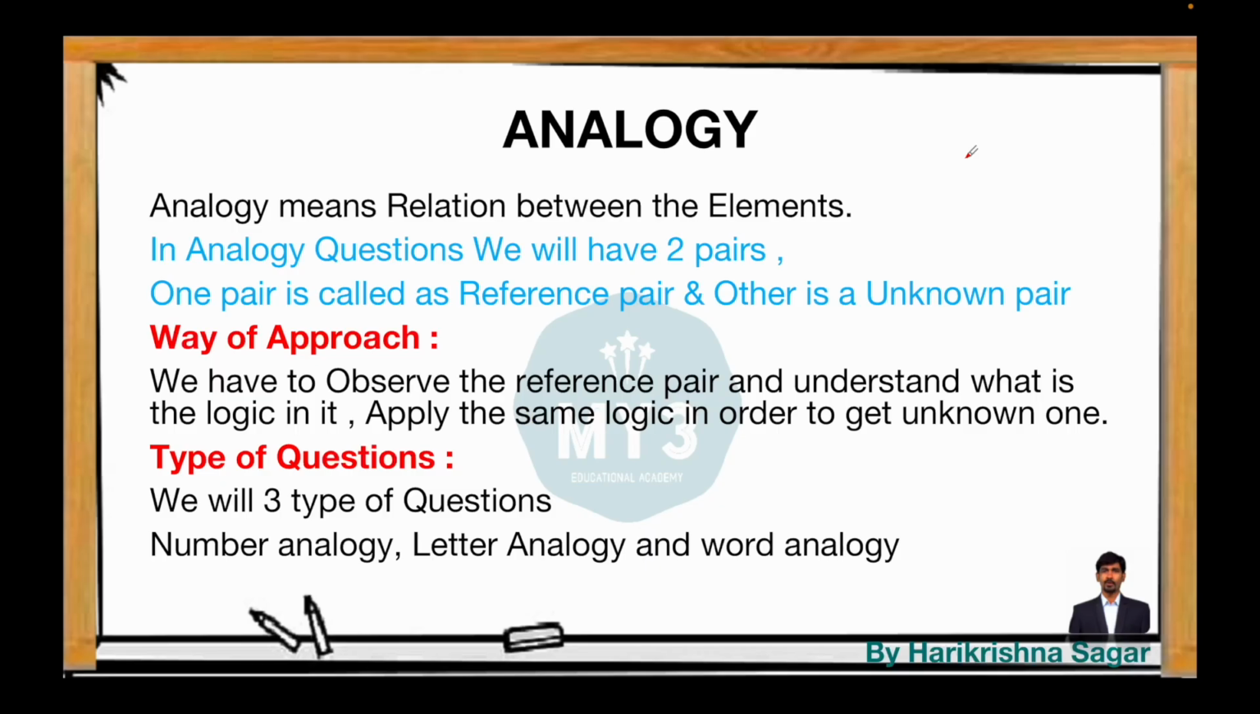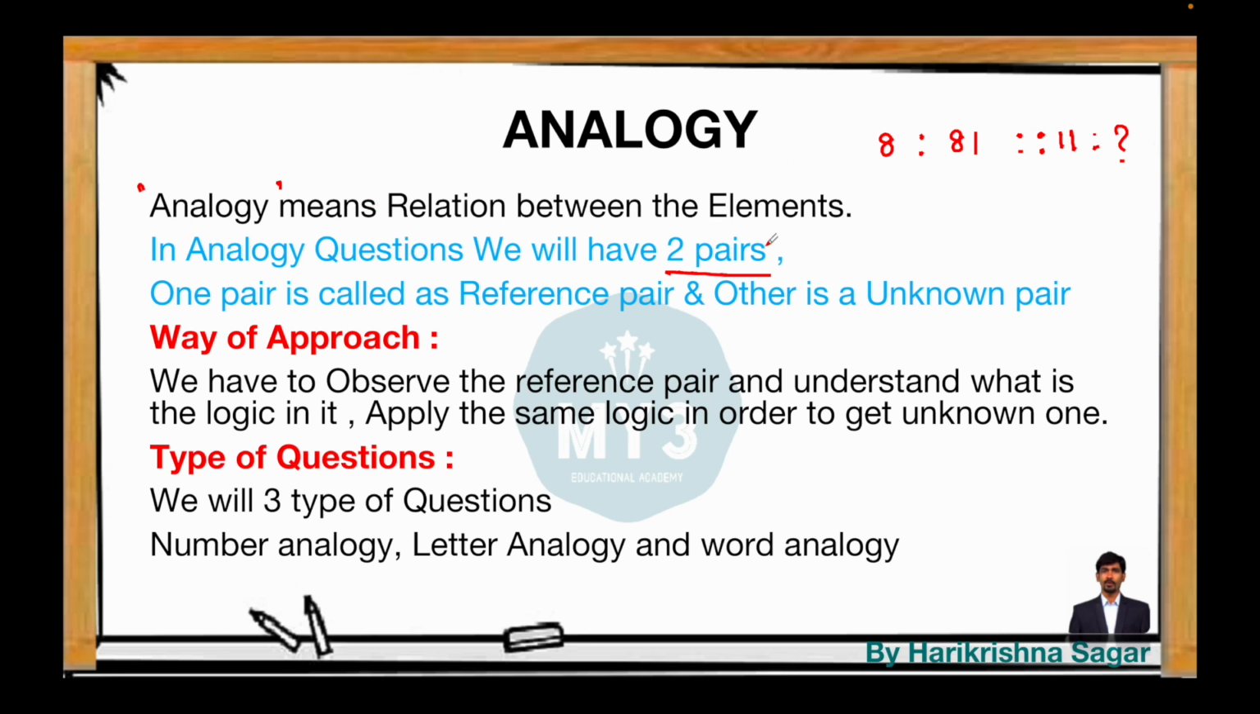Let's start with this. Before we jump into analogy questions, the first thing we have to understand is what analogy is and what type of questions we are going to see. Analogy means a relationship between the elements. You are going to have two pairs. We have to observe the two pairs and answer the question. For example, let's take a simple question to understand better. I have a question like this: 8 is to 81, then 11 is to what? Like this, you are going to see the analogy question.